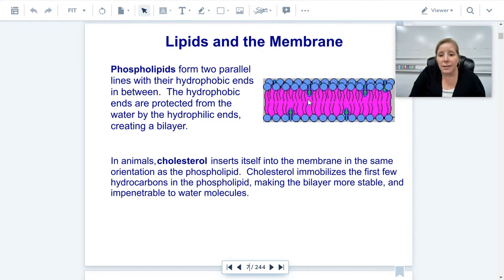Also embedded in there are these cholesterols. Those cholesterols keep the membrane more fluid so it doesn't freeze into place. These are good cholesterols that are important in your body. We all know bad cholesterol can clog up your arteries, but these are good cholesterols. It also makes the bilayer more stable. So your cell membranes are known as a lipid bilayer: lipid because it's made out of phospholipids, and bilayer because there are two layers.